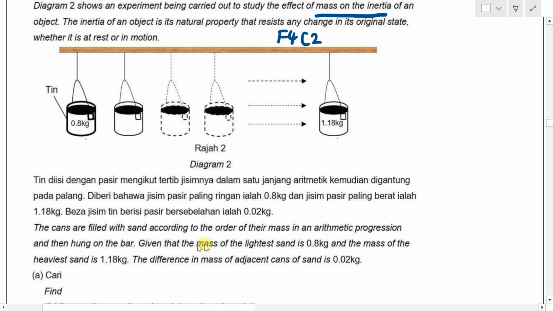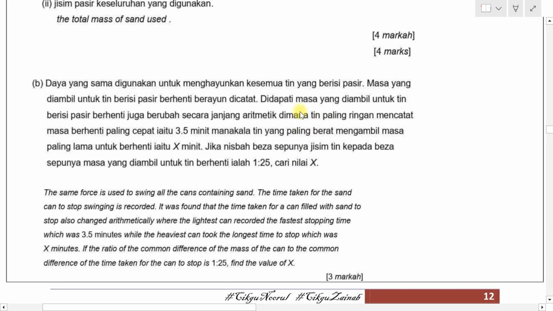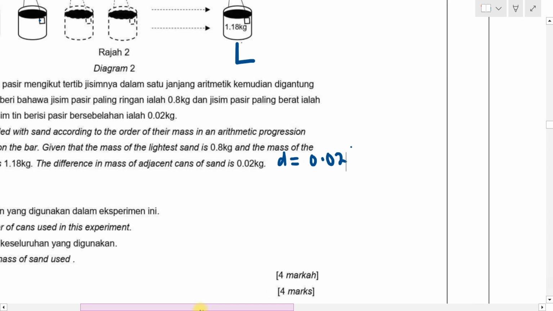Arithmetic progression, increasing or decreasing? It should be increasing. They start from 0.8 kg and the final one is 1.18 kg. We know the first term and we know the last term. Given that the mass of the lightest sand is 0.8 kg and the mass of the heaviest sand is 1.18 kg, the difference in mass of an adjacent can is 0.02. Since it's an increasing progression, your D is positive, because it is a bigger number minus a smaller number. So D is 0.02. A is given, D is given, L is given, so this should be an easy question, I presume.